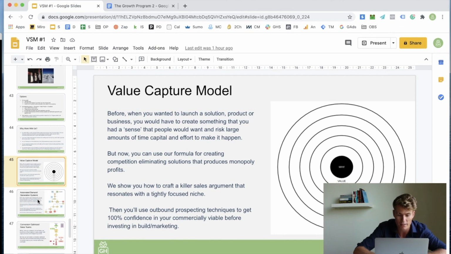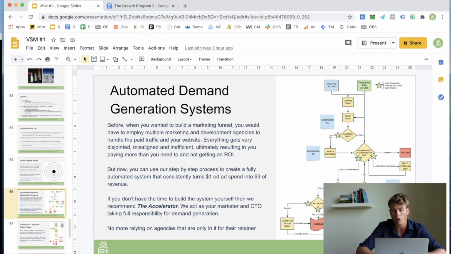Once we've tested and you've built and you've got that first case study, we will then go on to automated demand generation systems. So we will build something like this where customers will come in at the start having seen an ad, they'll go through a sales page, a quiz, they'll then come to an evaluation call, and then we'll handle the evaluation call from there. So all of this can be automated using marketing automation tools, CRM software, chatbots, all of it can be automated.